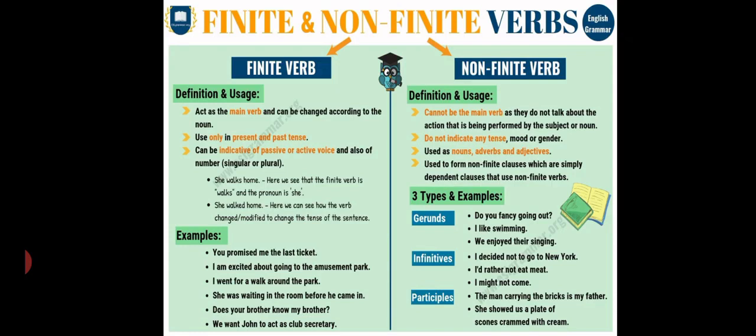Now in this class we are going to focus on the non-finite verb. We have also done this before: what is a finite verb? A finite verb is the main verb and it has a tense, like she walks home. Here we see that the finite verb is walks and the pronoun is she. She walked home. Here we see how the verb changed. Walk is changed to the past tense.